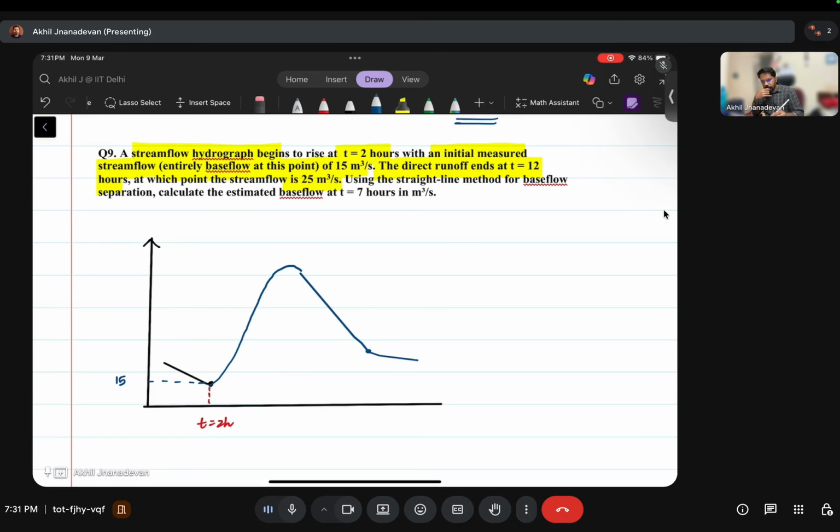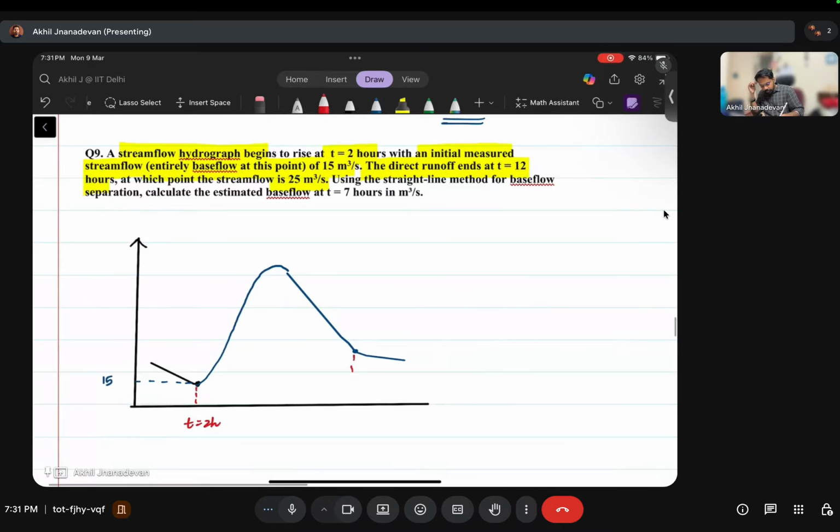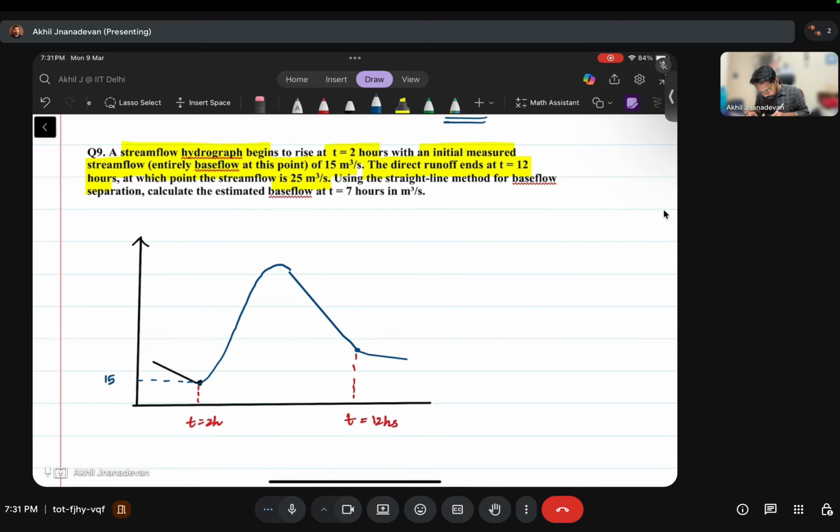So the earlier method that we discussed was the horizontal line method, and here the direct runoff ends at this particular point, that is nothing but t equal to 12 hours, right? So at this point, the runoff is 25.